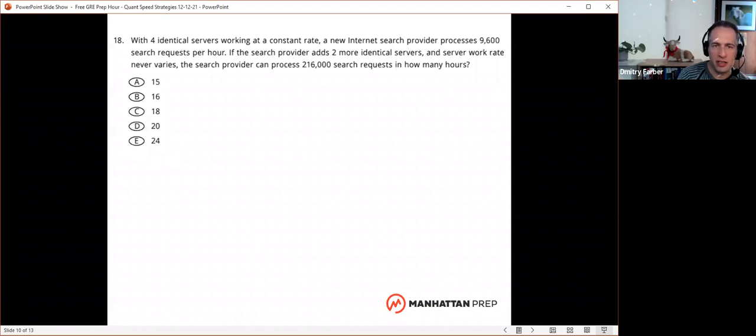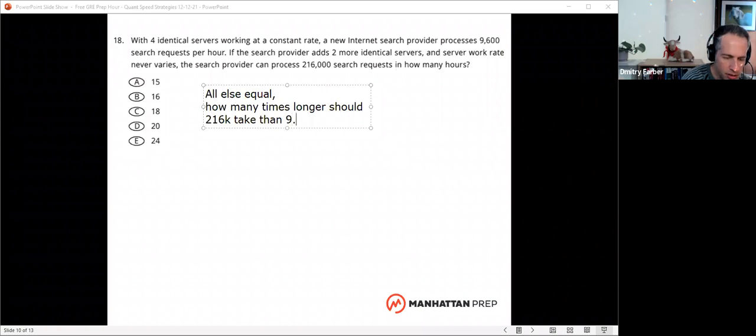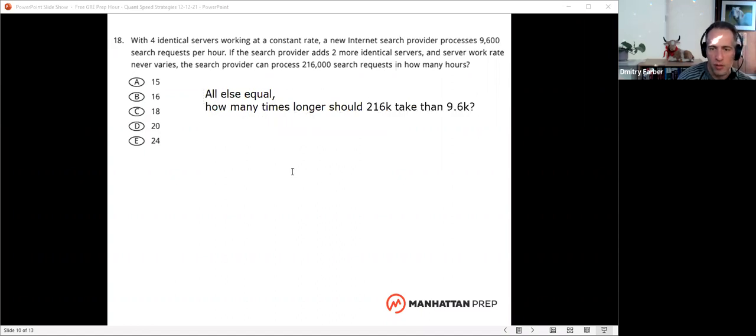So we've got a lot of information here, these identical servers and adding servers and server work rate and all these things. What if we simplified for a moment and simply said, how much longer, all else equal, how many times longer should 216K take than 9.6K? How could I estimate that? I can use a calculator for sure, and you might want to do exactly that. But assuming I'm not using a calculator for the moment, how could I estimate that?